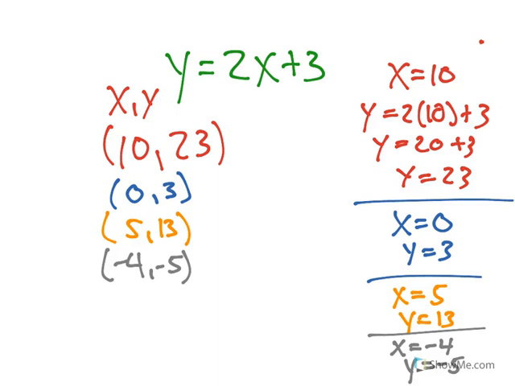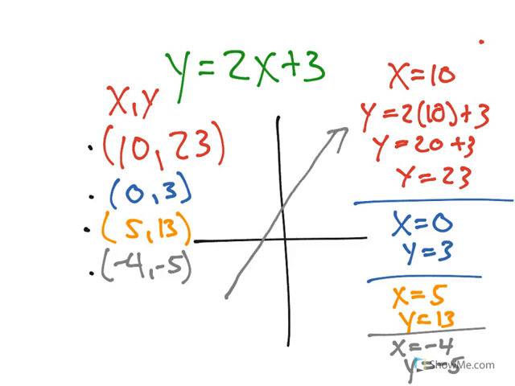Now, what would happen if I took a big graph, obviously it'd have to be pretty big to fit 10, 23, and I connected all of these points, this point, this point, this point, this point, and the infinite other points? We're going to get a straight line. And that line is going to look something like this. It's going to have 0, 3, it's going to have 5, 13, it's going to have 10, 23, it's going to have negative 4, negative 5.